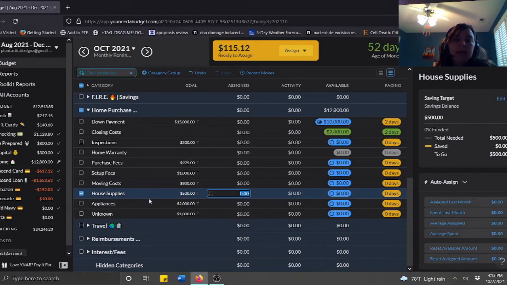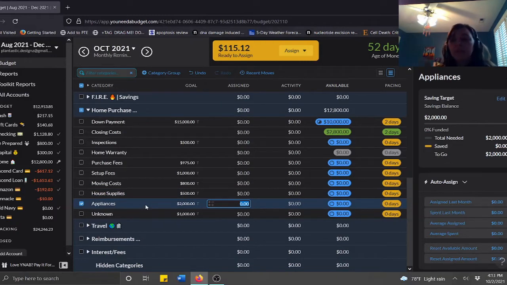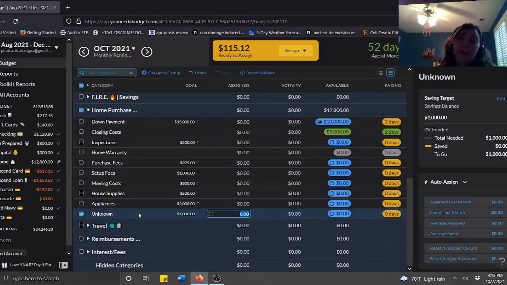And then home supplies would be like $500 for miscellaneous house stuff when I move in that I might not think of until I actually get in the house. Appliances, 2,000 for that. That would be if I get a place and there's not a washer and dryer, and I need to buy a washer and dryer or a new dishwasher or something, just to have that set aside. And then 1,000 for unknown, like something that pops up that I have no idea about.